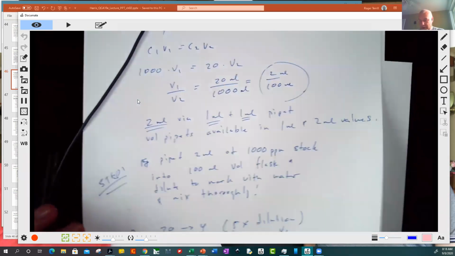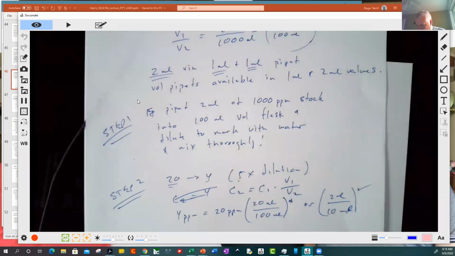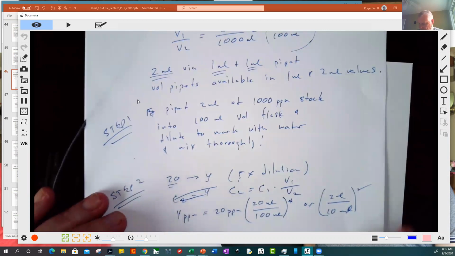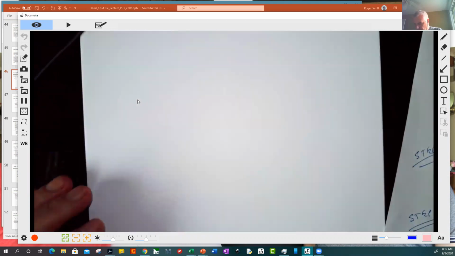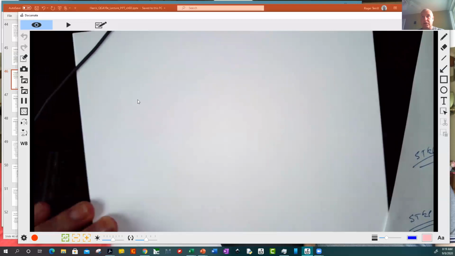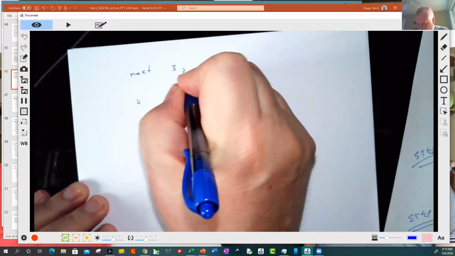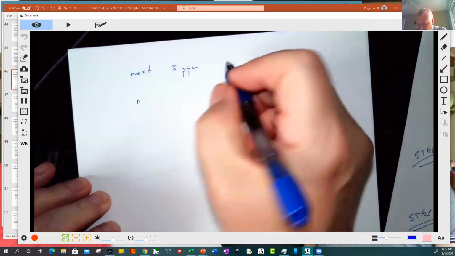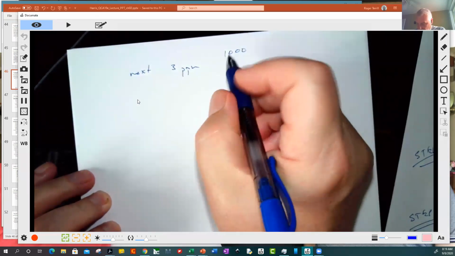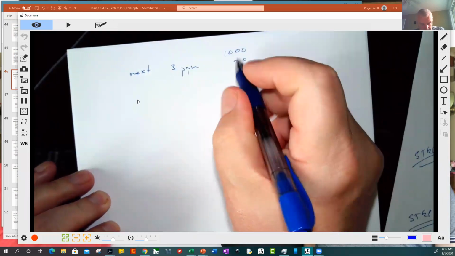So let's see here. That's the second step. We can take a 4 down to a 20 with a 5-fold dilution, right? And that can be 20 over 100 or 2 over 10. And then, so let's see, what would the next one be? We want to make a 3 ppm solution now, right? What we have is 1,000, 20, and 4 ppm.